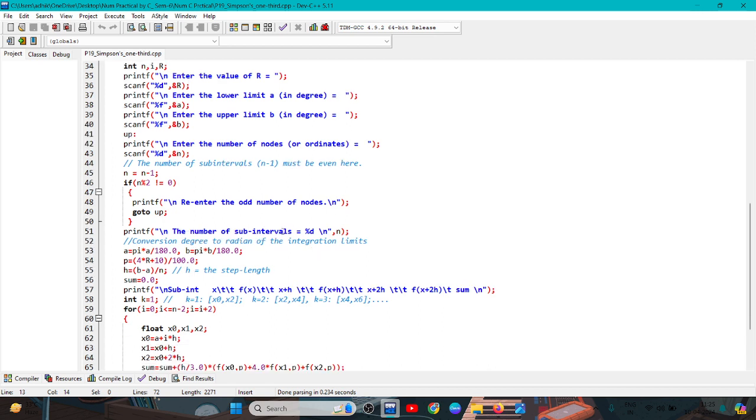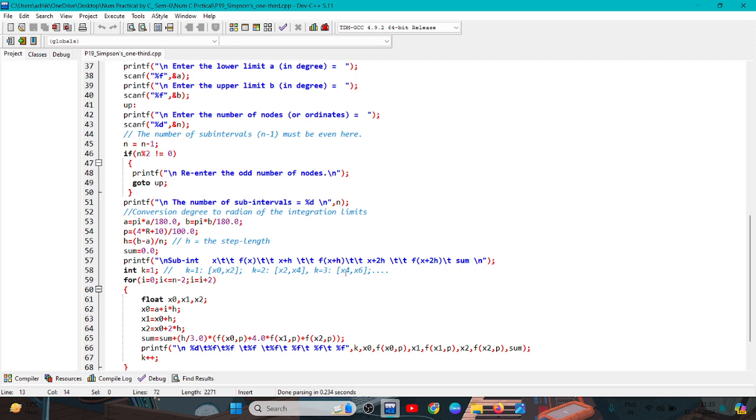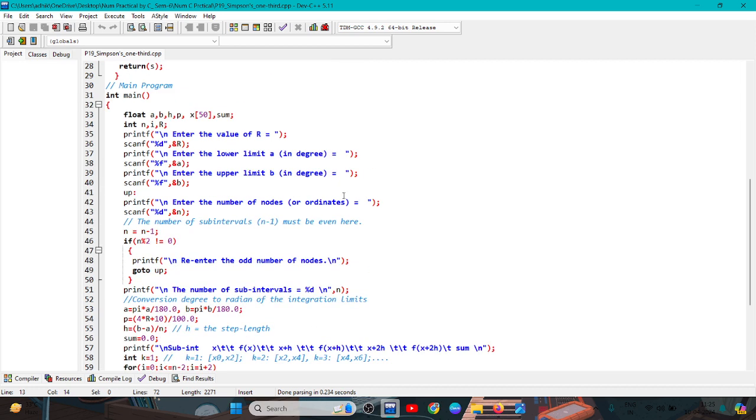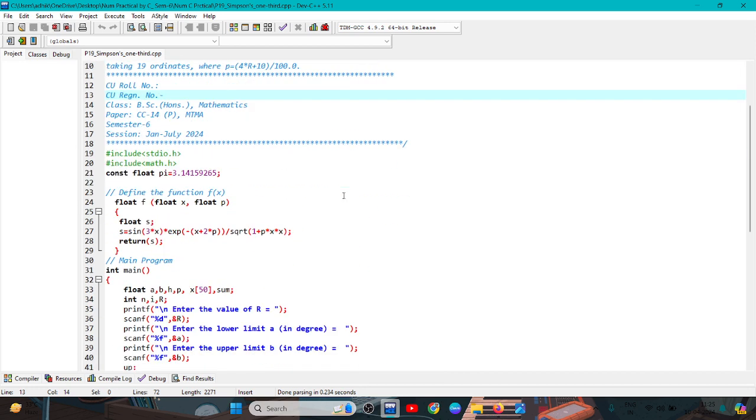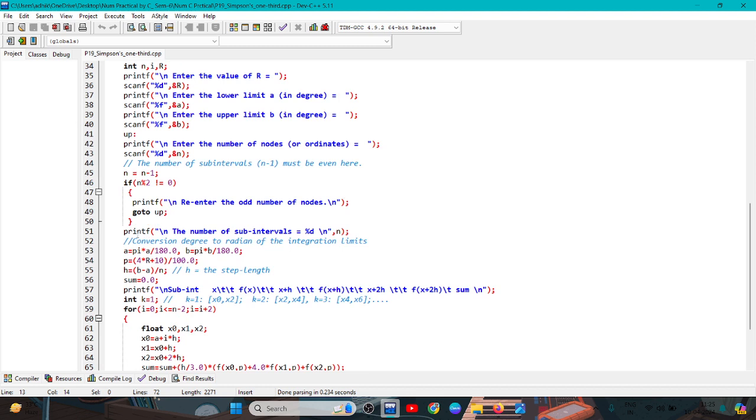The number of subintervals is printed here. So here 19 ordinates give 18 subintervals. Here redefine a in radians, a equal to pi times a divided by 180, and b equal to pi times b divided by 180, and p equal to 4r plus 10 whole divided by 100, and h, the step length, equal to b minus a divided by n.